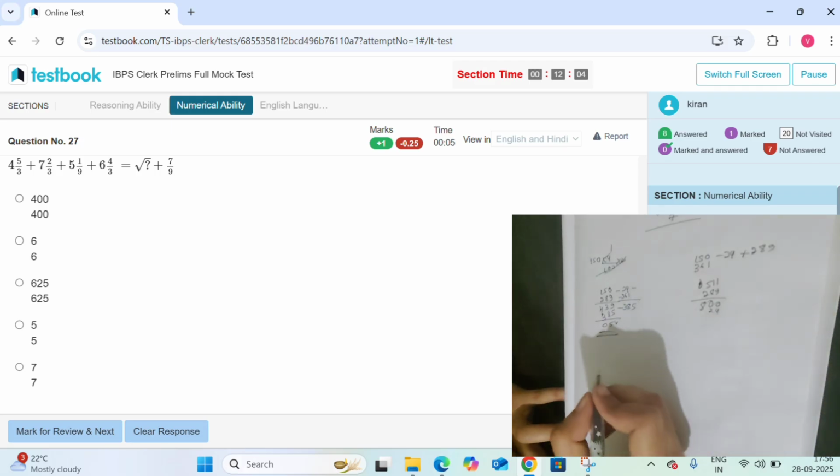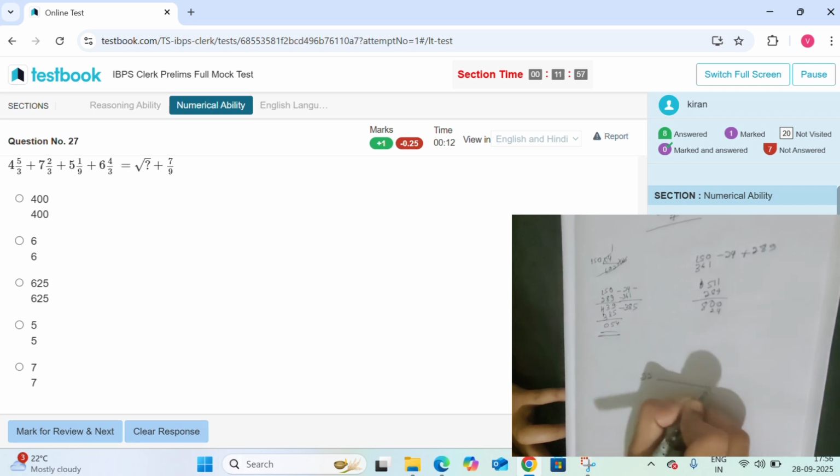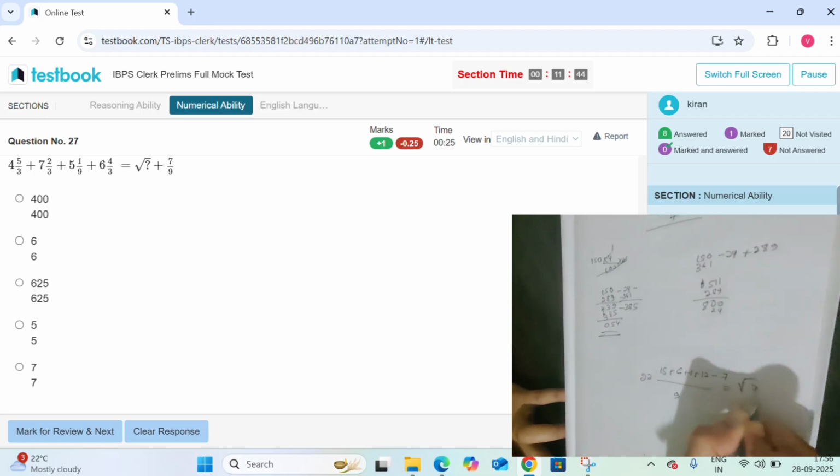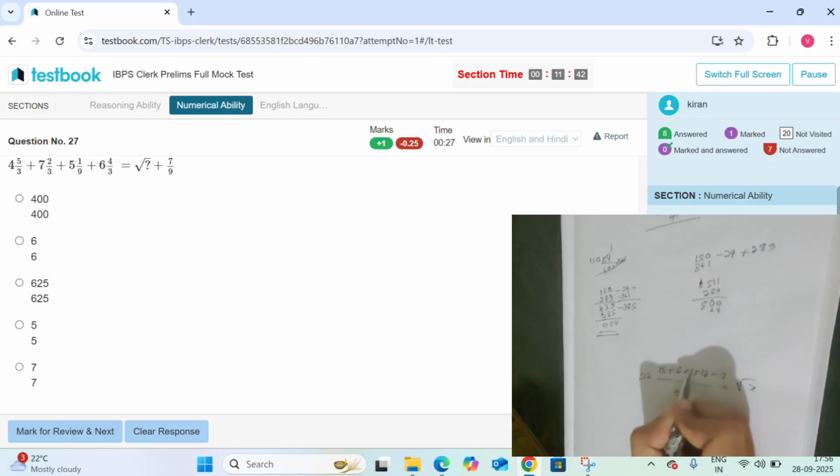Okay. 4, 5 by 3. Okay, 7, 4 plus 7, 11, 11, 16, 16, 22, 22, and 3, 9. So 3, 3 and 15 plus 3, 3, 6 and 1 plus 3, 3, 12, minus 7, right? Which is equal to root of x. That is 21, 22, 22 minus 12, 10, 10, 3, 3, 22, 1 by 3. 22, 1 by 3. 67 by 3.